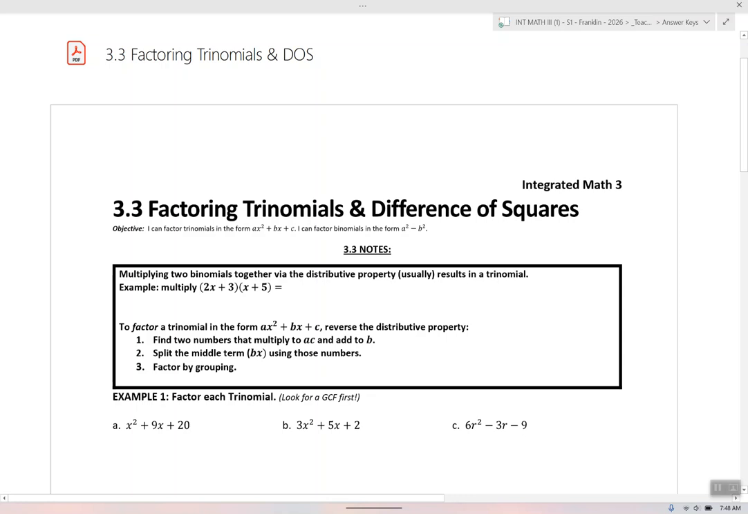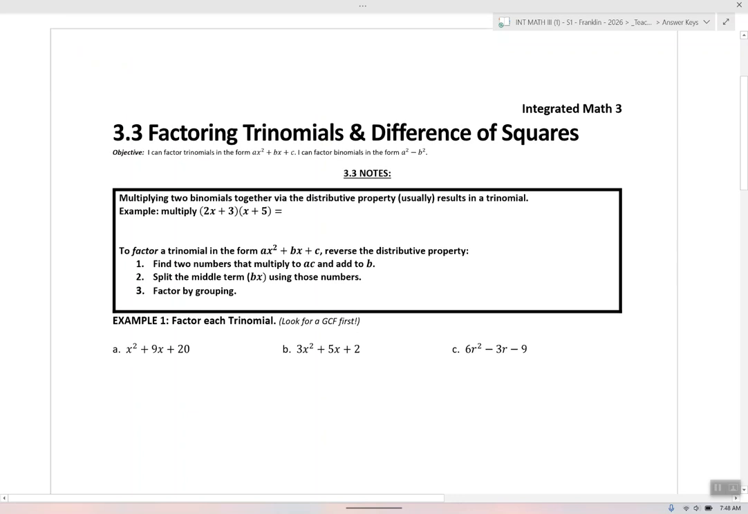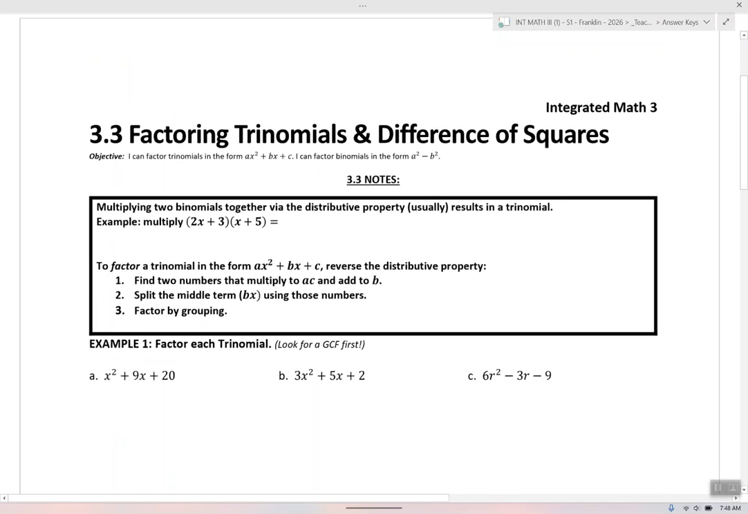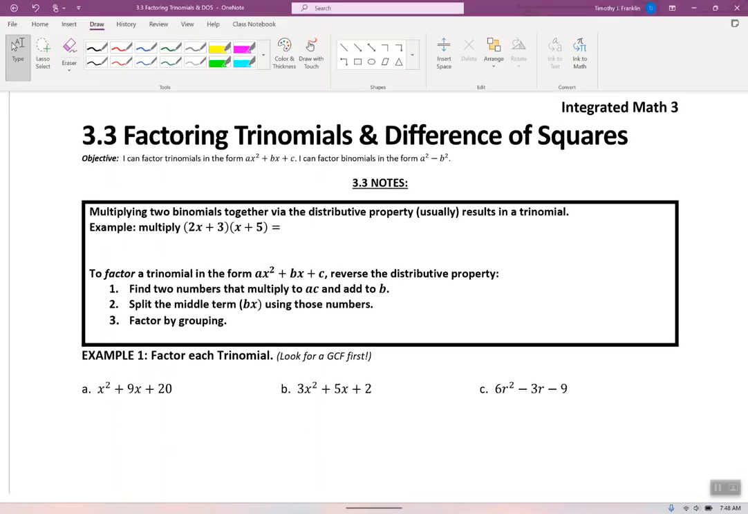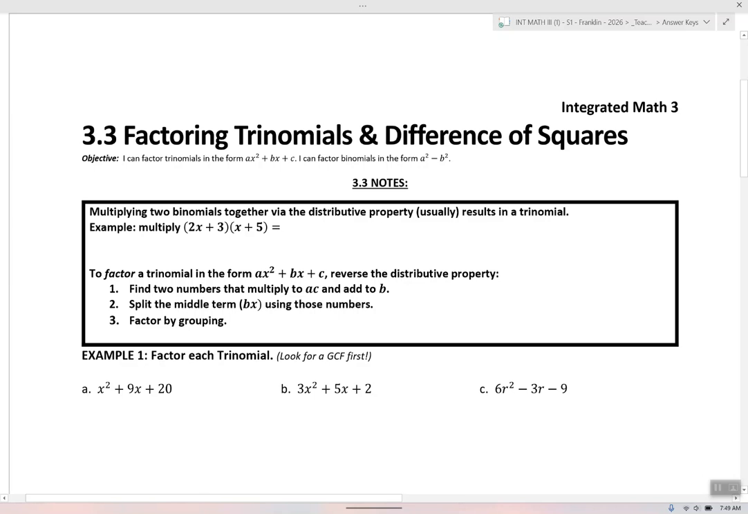Let's continue working on factoring with factoring trinomials and the difference of squares pattern. So in these notes, we're going to look at factoring trinomials in the form ax squared plus bx plus c. So trinomials, meaning they have three terms. And we're also looking at factoring binomials in the form a squared minus b squared, which is a difference of squares.